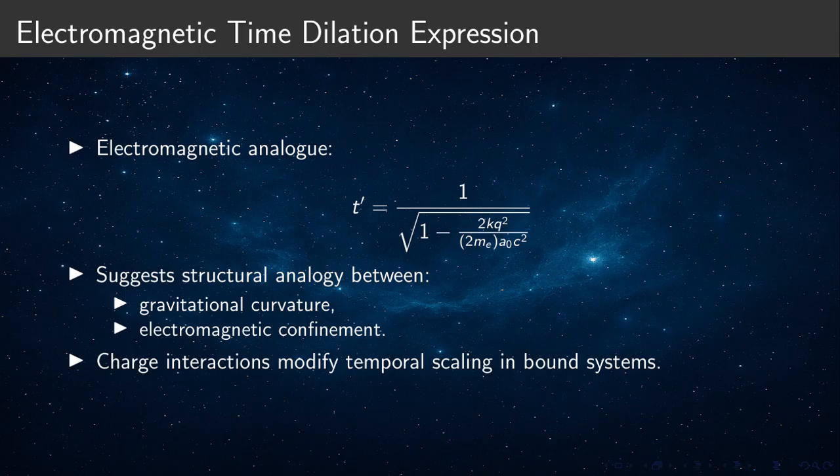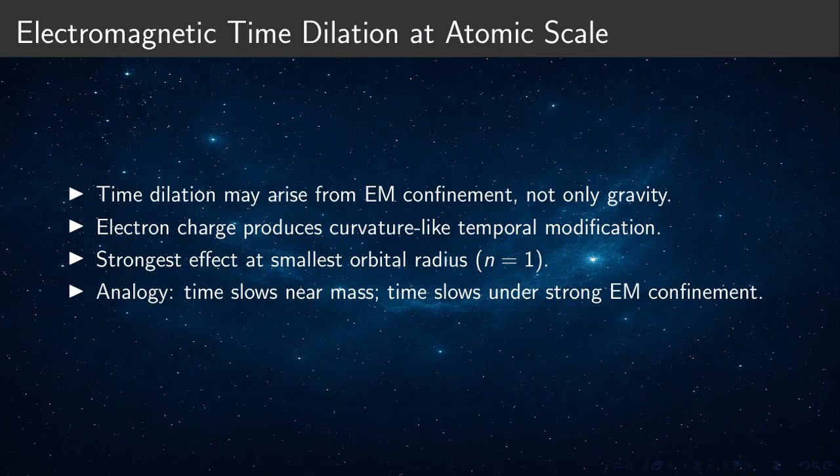This formulation suggests a formal structural analogy between gravitational space-time curvature and electromagnetic confinement at atomic scales, where charge-based interactions produce a curvature-like modification of temporal scaling within bound quantum systems.